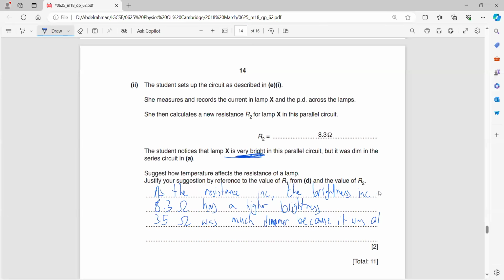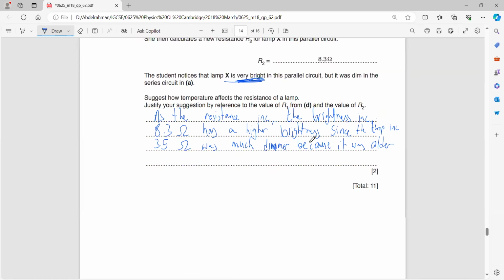It has a higher brightness since it's hotter, for example, since the temperature increased. That's it. As the temperature increases, the resistance increases, and the brightness increases as well. Good.